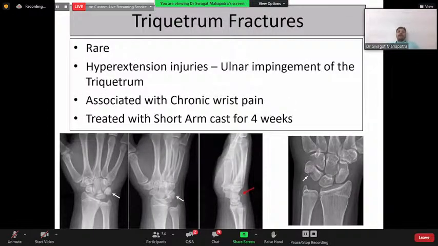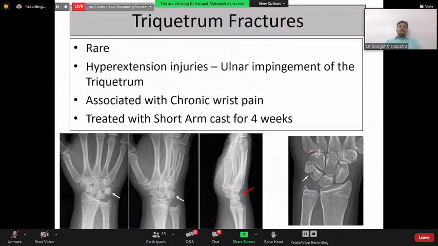Now coming to triquetrum fractures, extremely rare. However, they have a unique mechanism of injury. It usually occurs in hyperextension injuries where there is ulnar impingement of the triquetrum. The triquetrum gets crushed between the ulna and the rest of the carpal bones, and hence this is associated with chronic wrist pain even after healing.